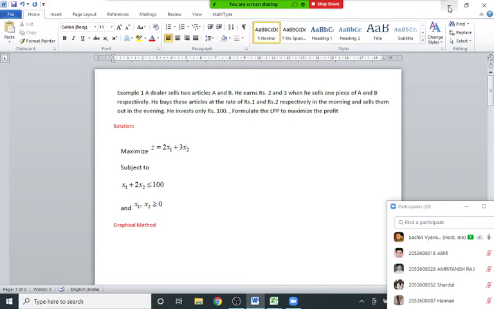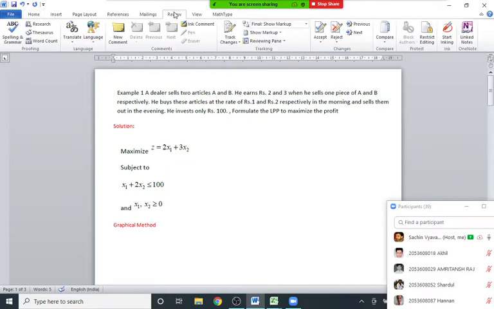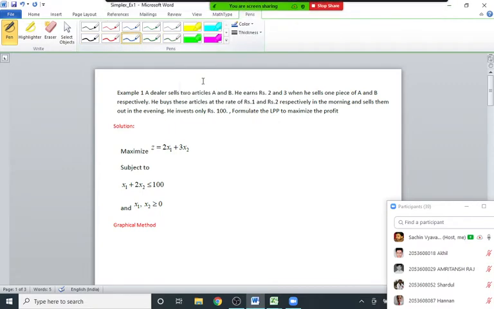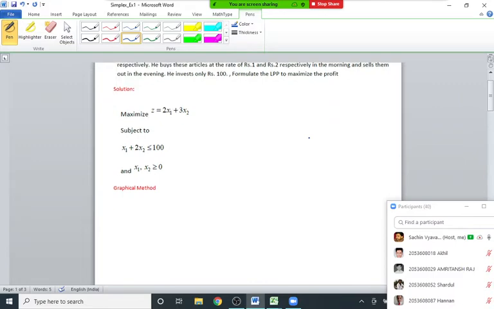He is earning rupees 2 and 3 on one piece of A and B respectively. He buys these articles for 1 and 2 rupees, and he can invest only 100 rupees there. We have to formulate the LPP to get the maximum profit. So that is the question that we have, and this formulation we already saw.